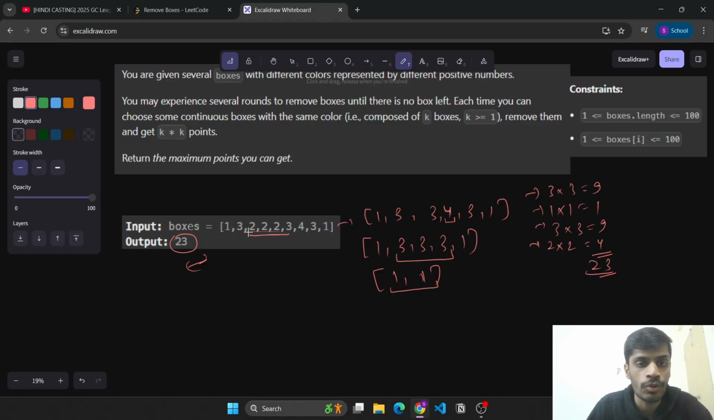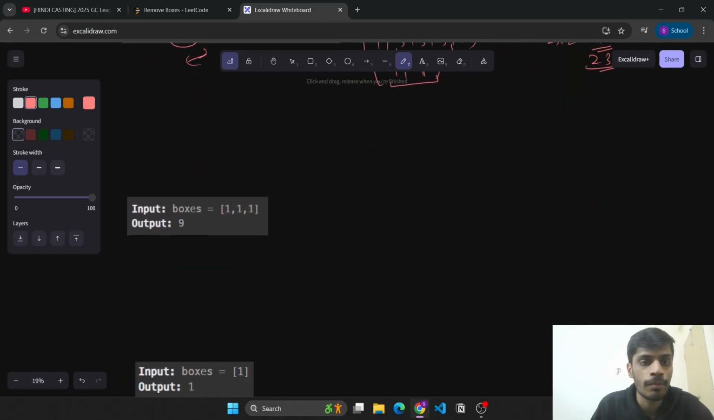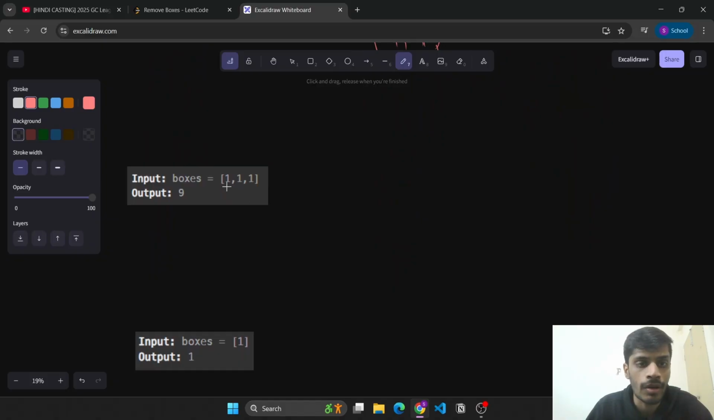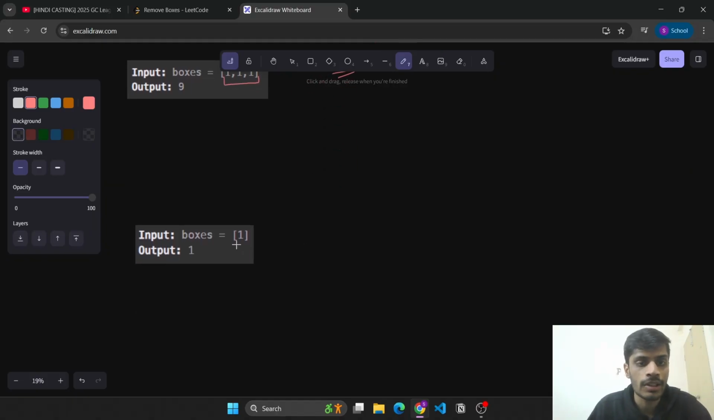So what you need to do is remove some continuous sequence of boxes with the same color, and the score that we'll gain will be the square of the number of elements that we are removing. Let's see another input. Here we have 1, 1, 1. If we remove all these ones together, we'll gain 3 times 3 equals 9 points. Similarly here we have a single one only. If we remove this, we will gain 1 times 1 equals 1 point.